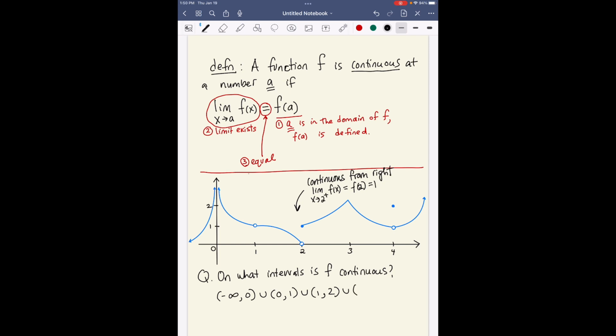From 2 to 4, and since it's continuous from the right at 2, I'm going to replace this with the closed interval notation. And also it is continuous from 4 to infinity. So these are the intervals on which my function is continuous, with 2 included because it's continuous from the right, even though the function is actually discontinuous at 2.